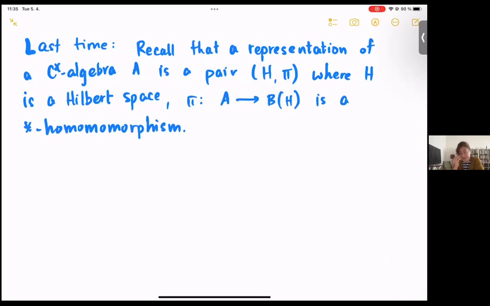And we said that whenever this map is injective, this representation is said to be faithful. And then we saw that every C-star algebra has a universal representation, which is always faithful.